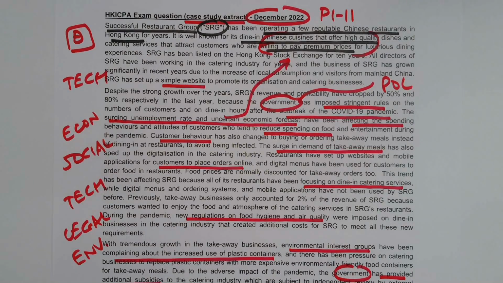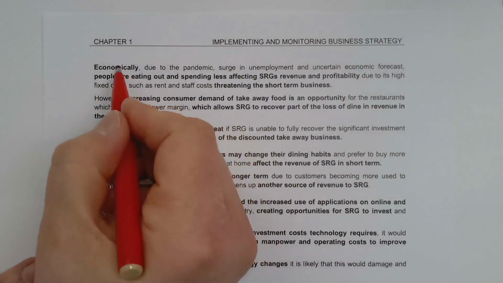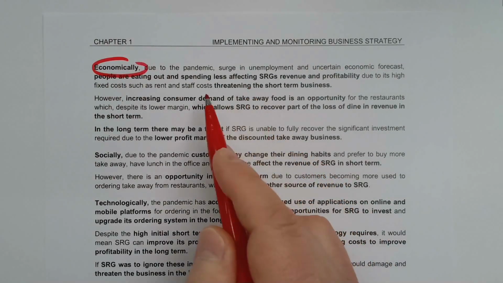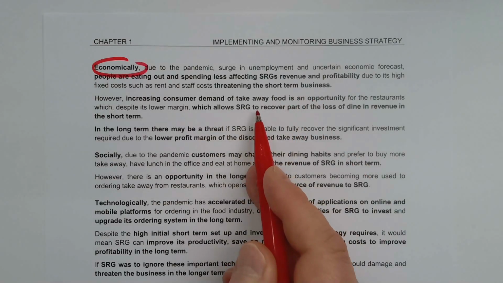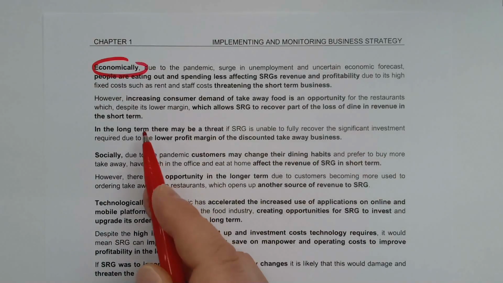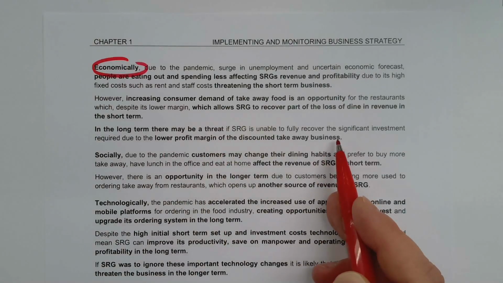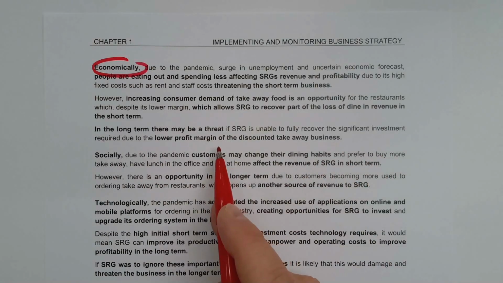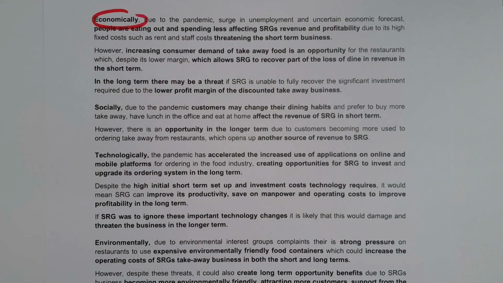You'll see in my solution here, I've got many points here. There's political just there. You can see on the next page just here, I've got economically. We could be talking about people spending less. That's a threat in the short term, but then there's this takeaway food. Maybe that could offset part of the lost revenue in the short term. In the long term, there could be a threat. If we continue with the takeaway business, the profit margins here, it's not going to be as good as the premium priced dine-in services. So economically, socially, technologically, you can see here I'm going through Pestel.